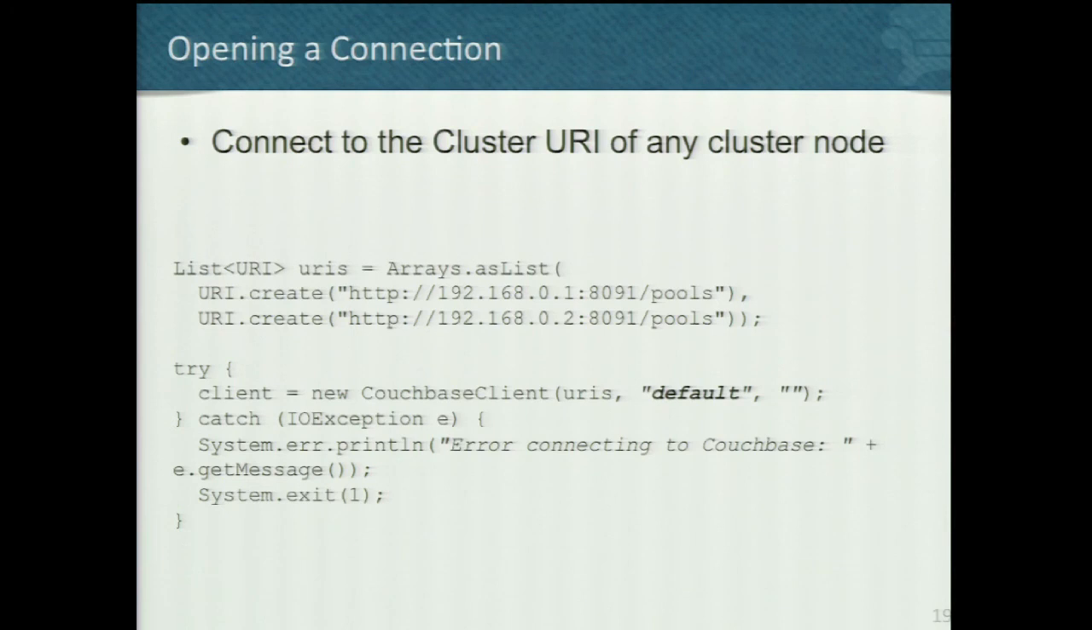Sure. So the question is, what if one of those nodes happens to be down? That's why, and I sometimes get a hard time for this, I forced the constructor to take a list, and it will iterate through them until it finds one that's up. It'll take a little while to determine that, oh, that one's not there. I'll move on and bootstrap somewhere else.